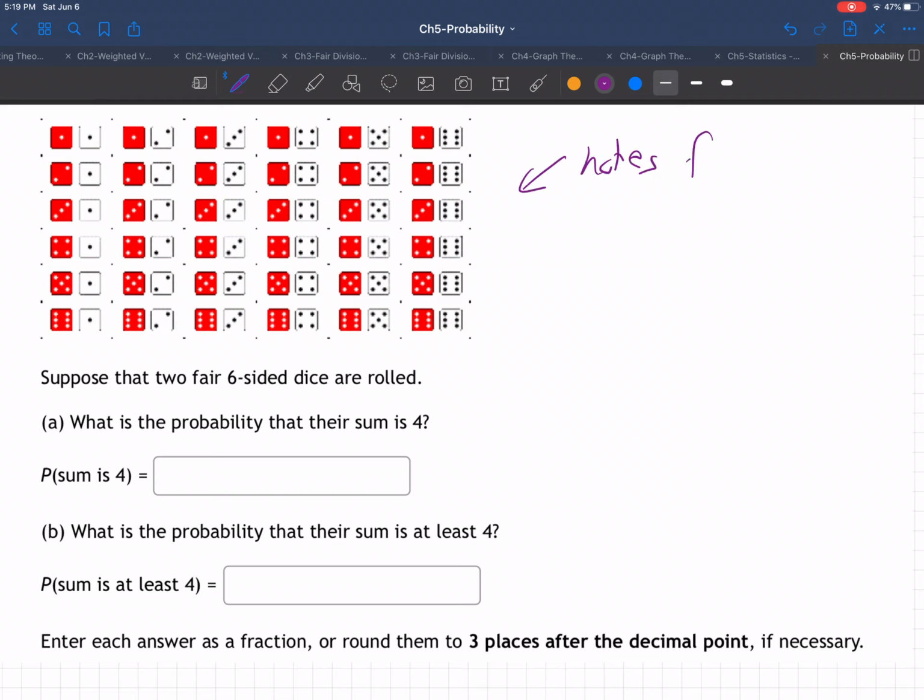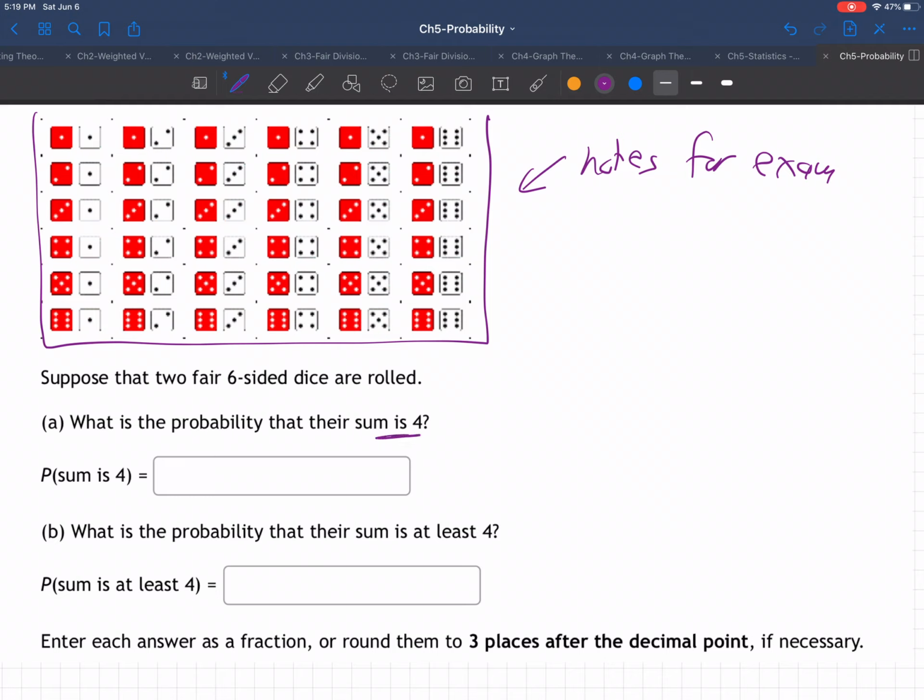This is good to put in your notes for the next exam: have this 6 by 6 array, these 36 boxes, or take a picture of this and put it in your notes for the next exam. Okay, let's answer the question.